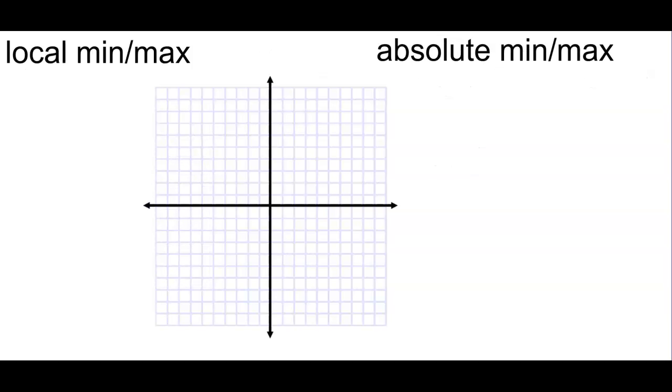All right, now local minimums and maximums and absolute minimums and maximums. So let's say we have a function that looks something like this. And when we talk about a local min or max, we're not talking about the extremes at the ultimate high and low of the function. We're just talking about in the neighborhood. Is it a min or is it a max?